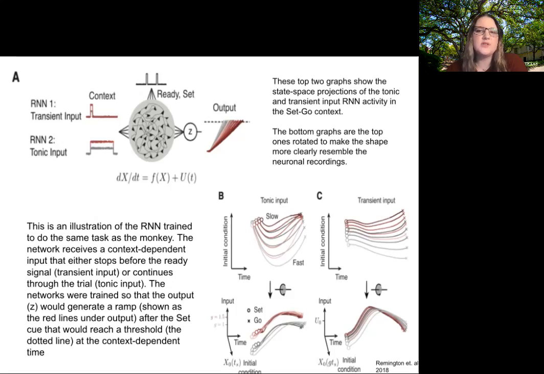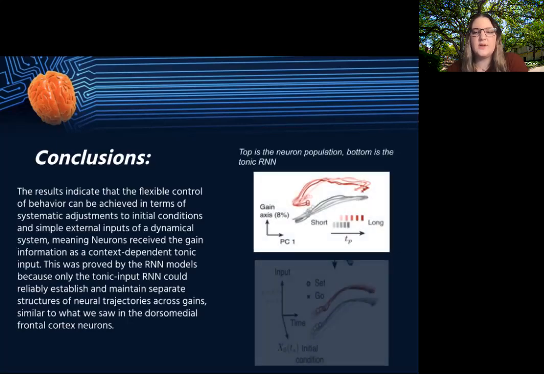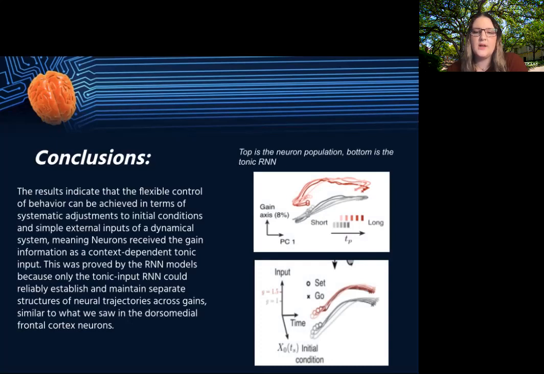So then some conclusions that we can draw from all of this data that we've seen. The results indicate that the flexible control of behavior can be achieved in terms of systematic adjustments to initial conditions and sample external inputs of a dynamical system, meaning neurons receive the gain information as a context-dependent tonic input. So we can see over here. This was proved by the RNN models because only the tonic input RNN could reliably establish and maintain separate structures of neural trajectories across gains, similar to what we saw in the dorsomedial frontal cortex. Here we can see that they look very similar.